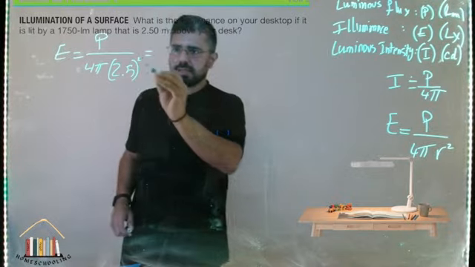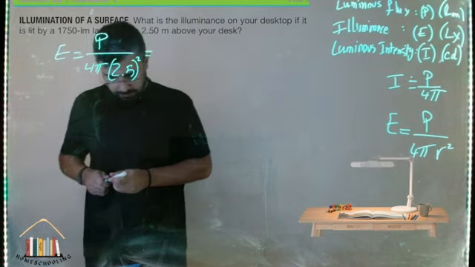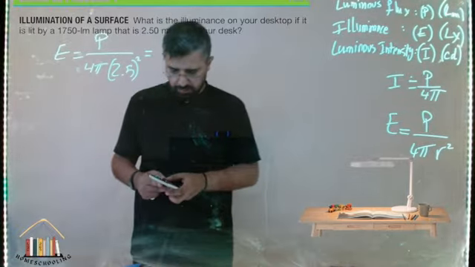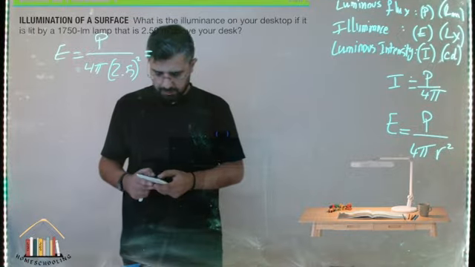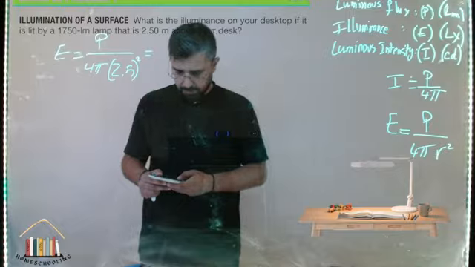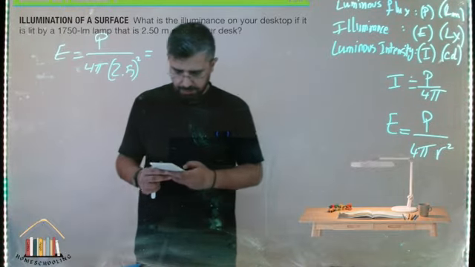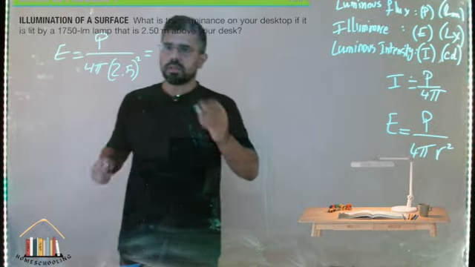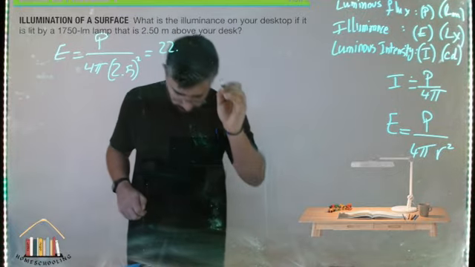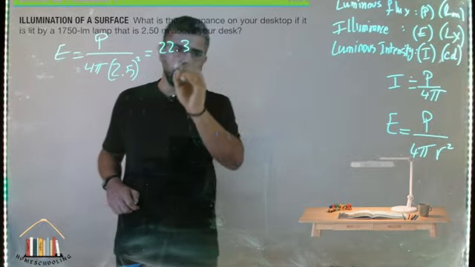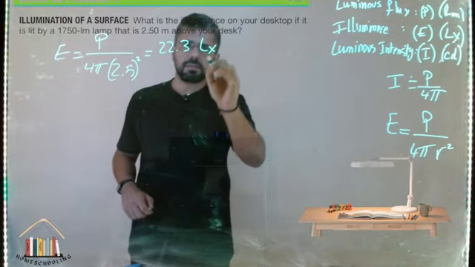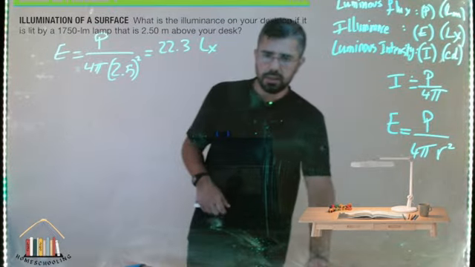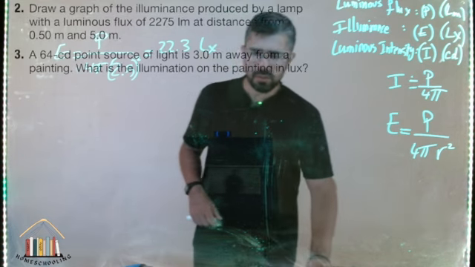All right, and the answer is, let's do it. So P again is 1750 divided by 4 pi multiplied by 2.5 squared. And the answer is 22.22. Let's consider 3 lux. The unit is lux. All right, that was for this part. We continue.